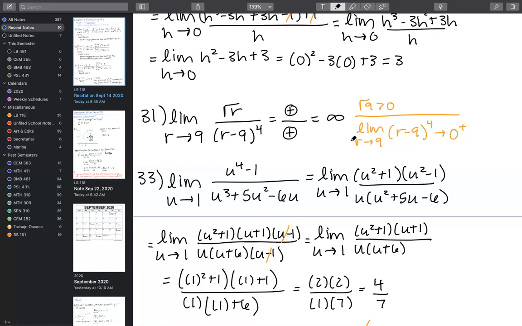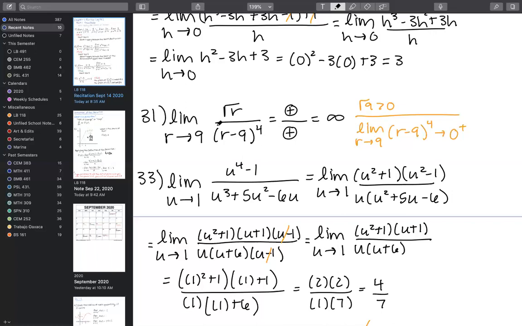And so the limit as r tends to 9 for (r minus 9) to the fourth, and I don't have a graph to show you what this would look like, but it tends towards 0 from the right. And so that's really what it boils down to for determining the denominator. That's the more complicated part in my opinion, because obviously for the numerator, all I did was plug in 9, and all I care about is the sign of the numerator and whether or not it's positive or negative.